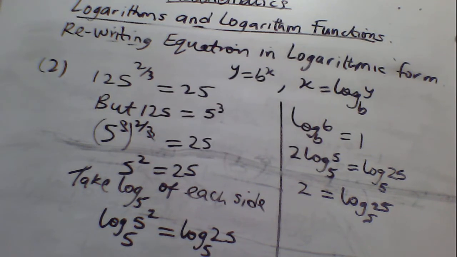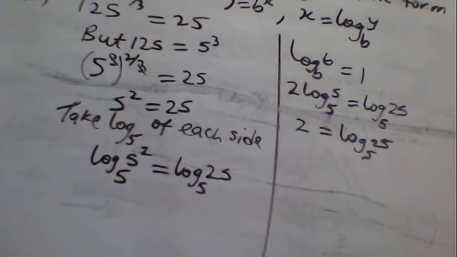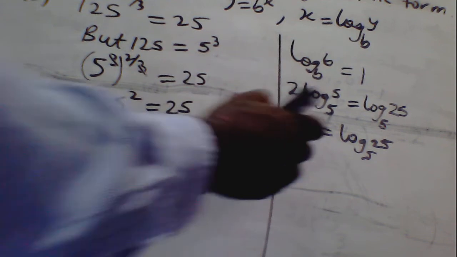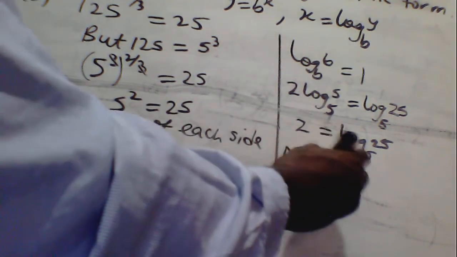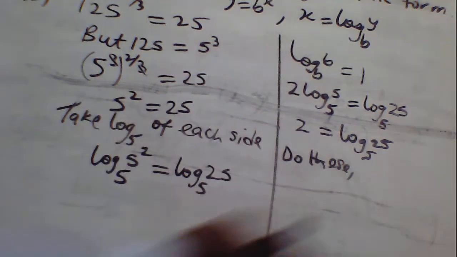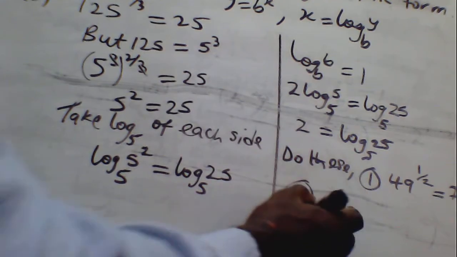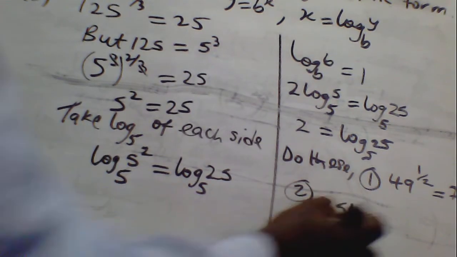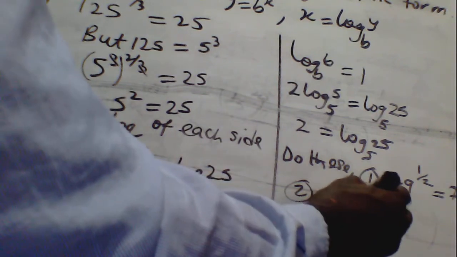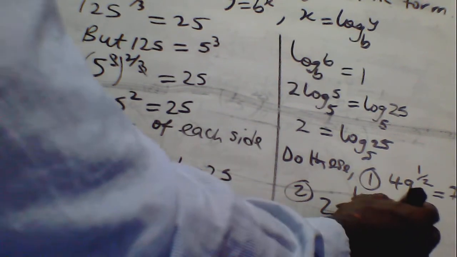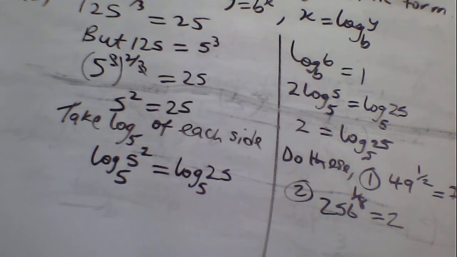Have any question? Alright, do this one. The first one is 49 to the power of half is equal to 7. The second one is 256 to the power of 1 over 8 is equal to 2. You're asked to write them in logarithm form.